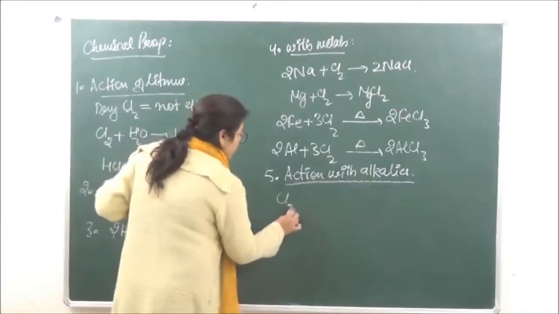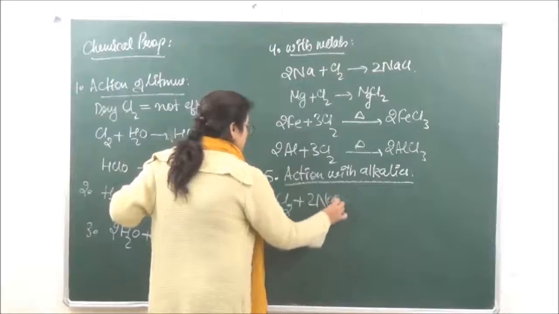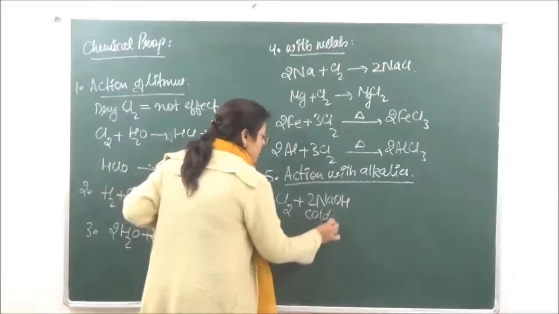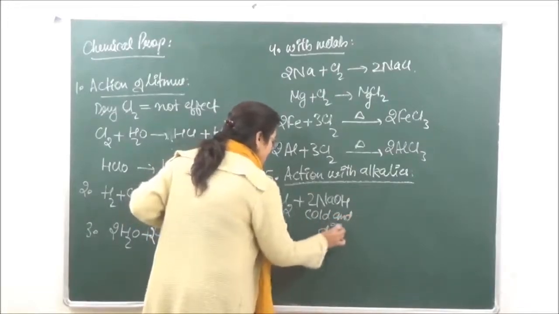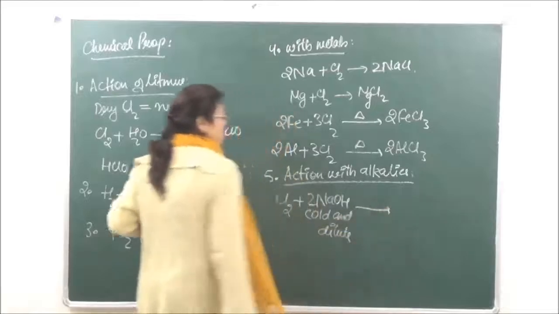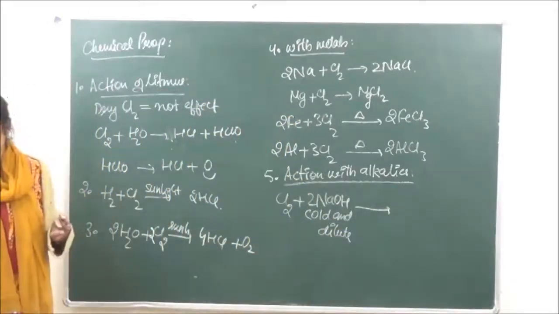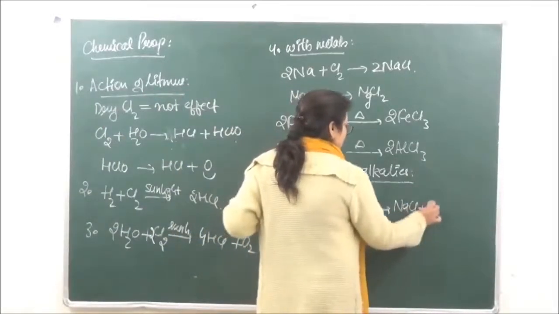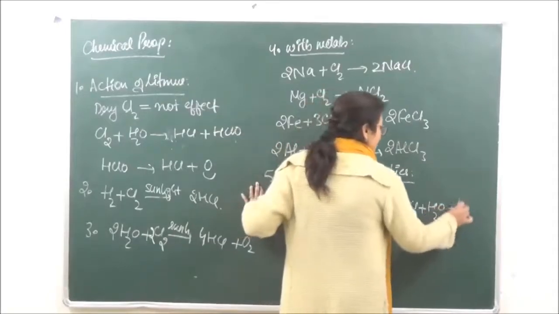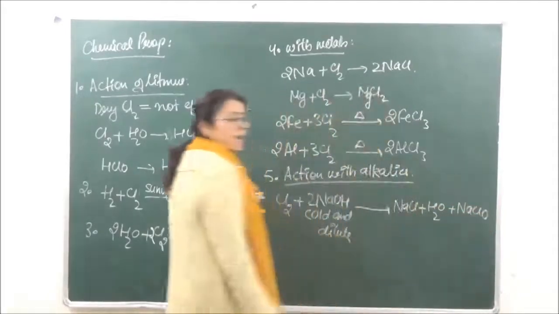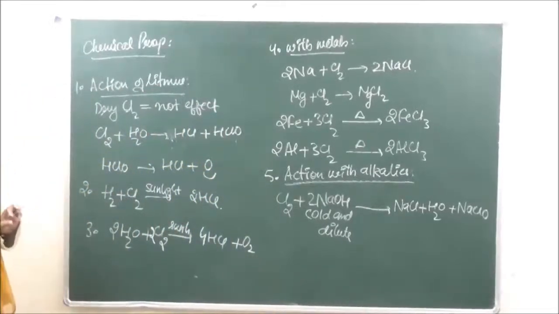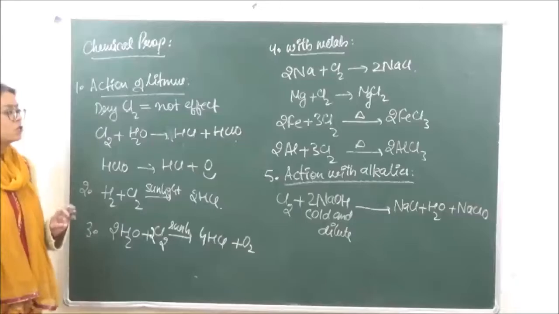जैसे हम लोग ले रहे हैं chlorine plus 2NaOH. So this is cold and dilute. We are taking it first. Cold and dilute. This is going to give us NaCl plus water, और इसके साथ it is going to give us NaClO, sodium hypochlorite. This is going to give us sodium hypochlorite, NaClO.